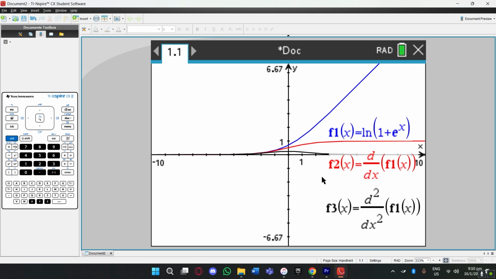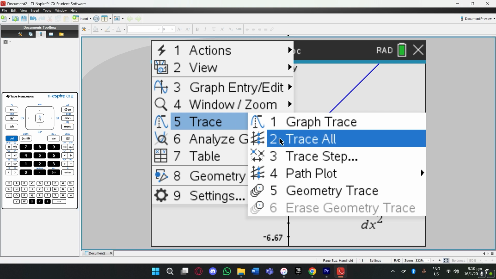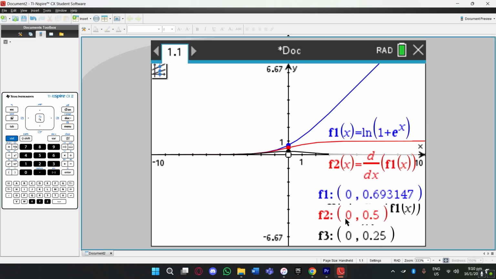Now we want to find the values when x equals 0 for the first and second derivative. So come over here to the menu, and remember graph trace, we'll trace all. And here it tells you the first derivative at x equals 0, or basically f prime(0), will be equal to 0.5. And over here, this is covered under the thing, but for the second derivative, when x equals 0, this is basically f double prime(0), this will be equal to 0.25.